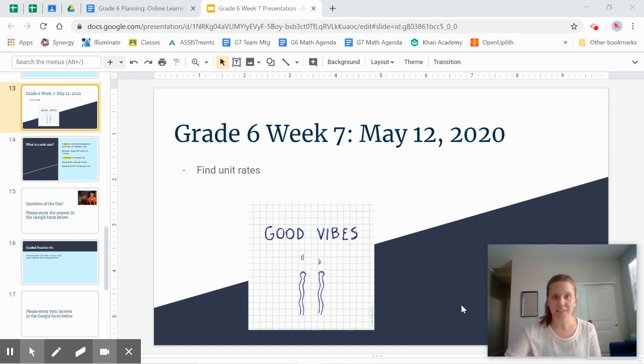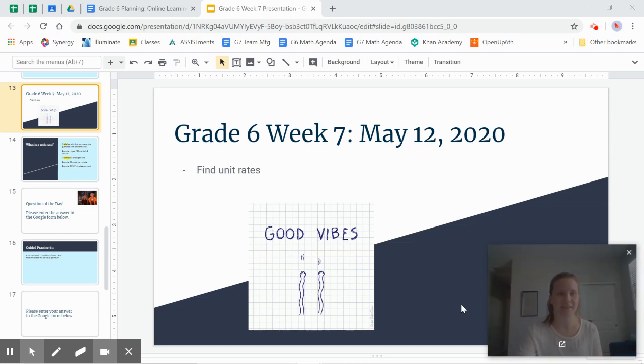Yesterday, you did a killer job at writing ratios, remembering that order matters, and remembering that you can simplify your ratios. We're going to keep using all of those skills. We're still working really heavily with ratio tables in order to find unit rates today. This is one of my favorite topics in sixth grade. So lucky you, lucky me, that's what we're going to talk about today.